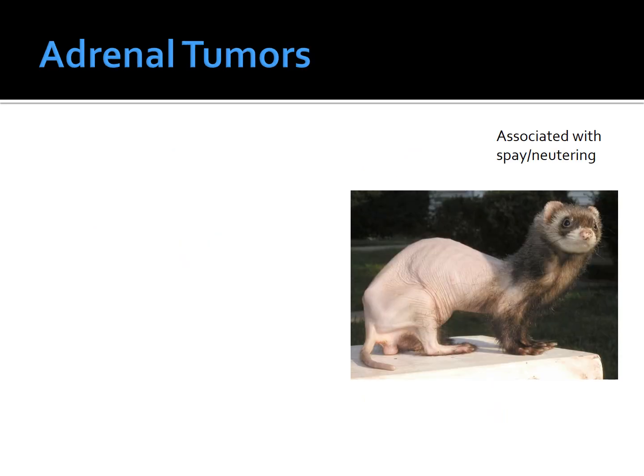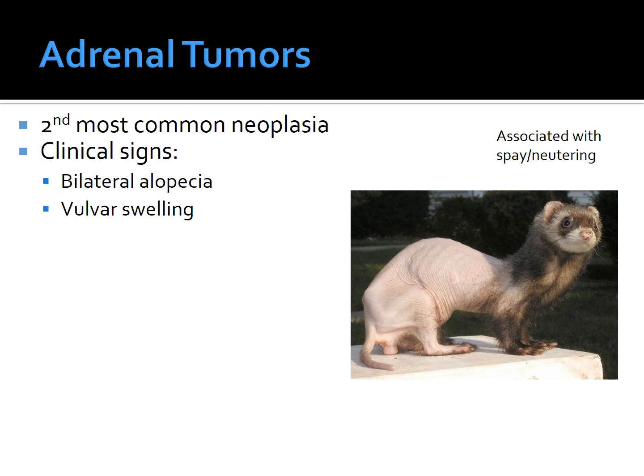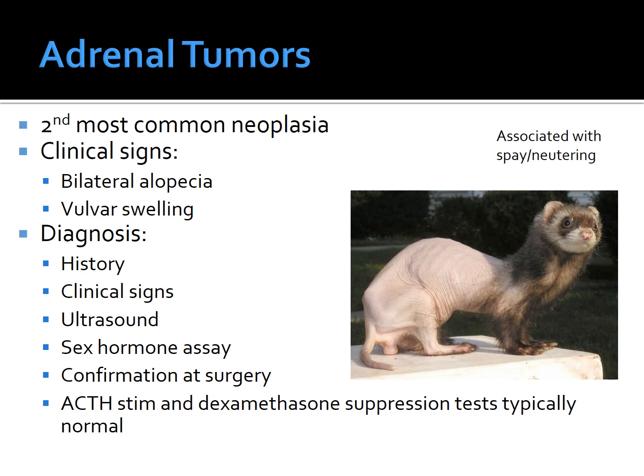Adrenal tumors are the second most common neoplasia. This is going to occur when a ferret's glands start overproducing sex steroids. Your clinical signs are bilateral alopecia, vulval swelling. And diagnosis is going to be based on history, clinical signs, ultrasound, looking at the sex hormones, having an assay on that. Confirmation at surgery. You can also do an ACTH stim and dexamethasone suppression test, but they usually come back normal.